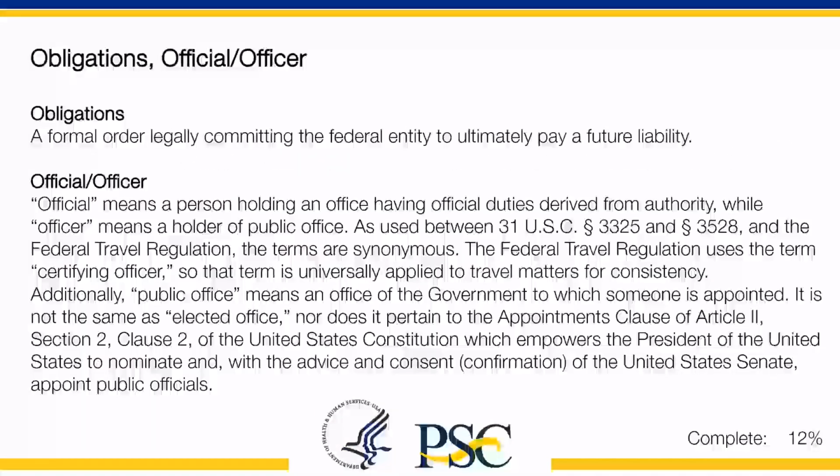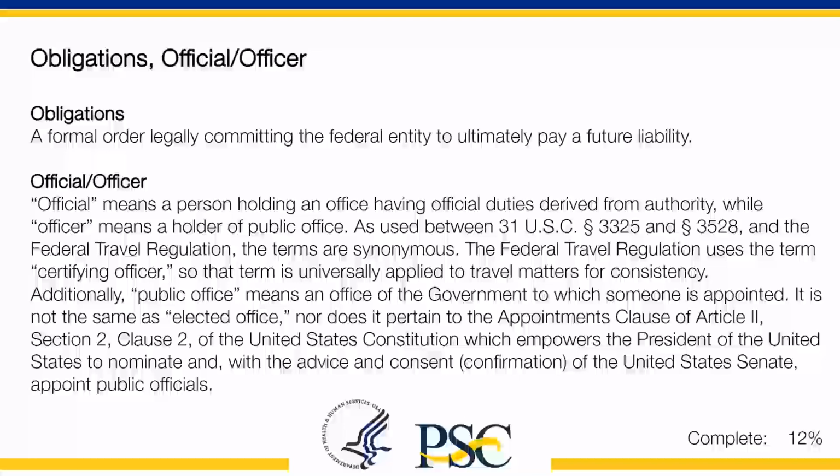Obligations, a formal order legally committing the federal entity to ultimately pay a future liability. Official/officer. Official means a person holding an office, having official duties derived from authority, while officer means a holder of public office. As used between 31 U.S.C. Sections 3325 and 3528, and the Federal Travel Regulation, the terms are synonymous. The Federal Travel Regulation uses the term certifying officer, so that term is universally applied to travel matters for consistency.